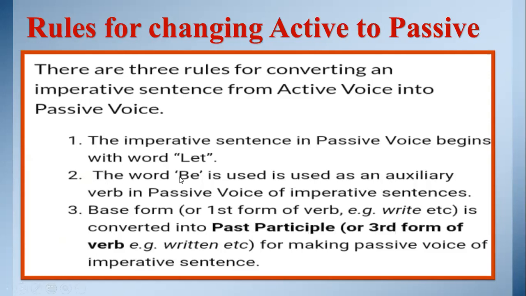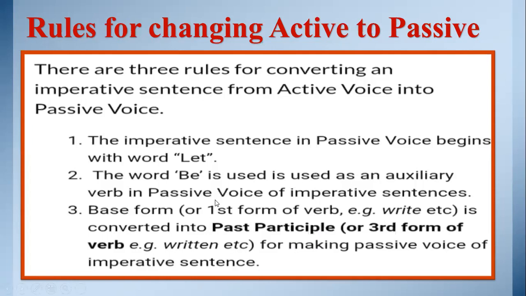Okay, the second rule is the word "be" is used as an auxiliary verb in the passive voice of imperative sentences. So basically, the word "be" will be used. That is our auxiliary helping verb. And then the base form or first form of the verb, for example, write, is converted into the past participle or third form of the verb, for example, written, for making the passive voice of imperative sentences. This is exactly the same rule that we have been doing for all tenses, present, past, future, that we change the first form of the verb to the third form of the verb. Okay, this is the common thing that we always do. We always have to change it from the first form to the third form, or the past participle form.